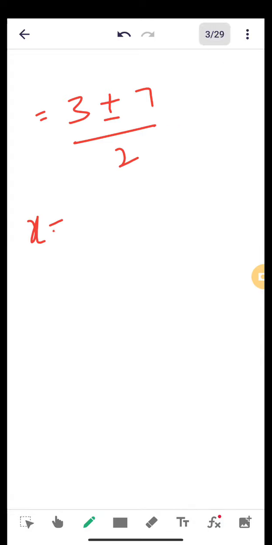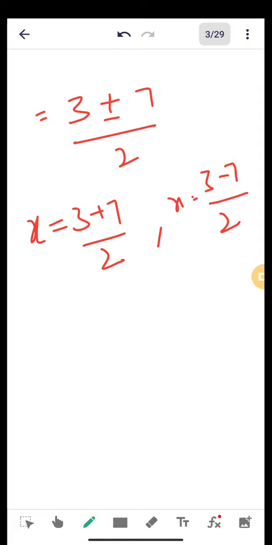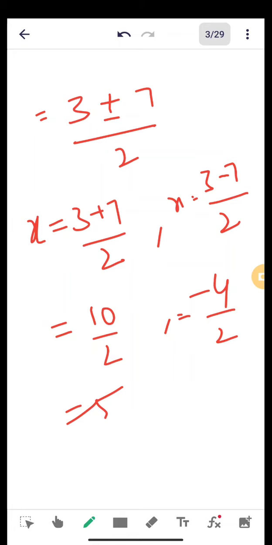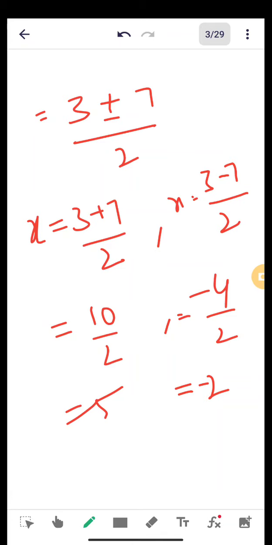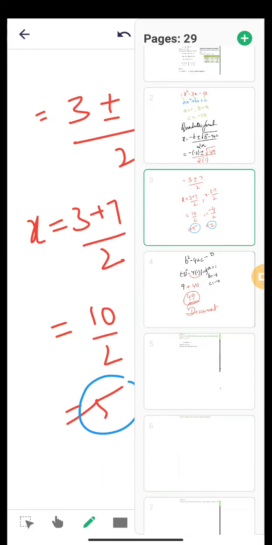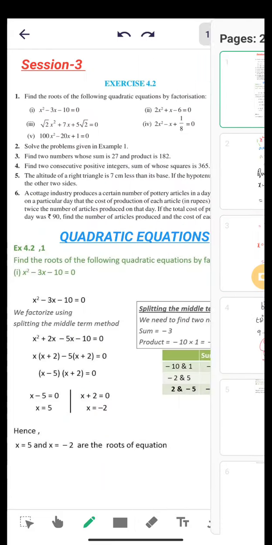So we get two values here. One is x equals 3 plus 7 by 2, another is x equals 3 minus 7 by 2. 3 plus 7 is 10 by 2, that is 5. And 3 minus 7 is minus 4, and minus 4 by 2 is minus 2. So we have got the values of x as 5 and minus 2. We got the same answer even by this method, 5 and minus 2.